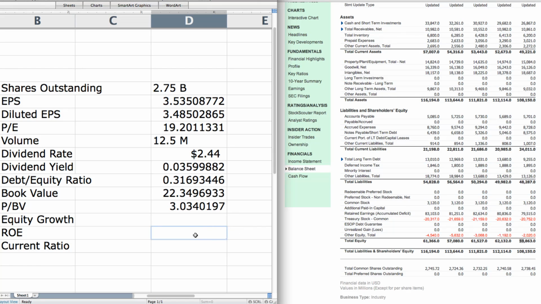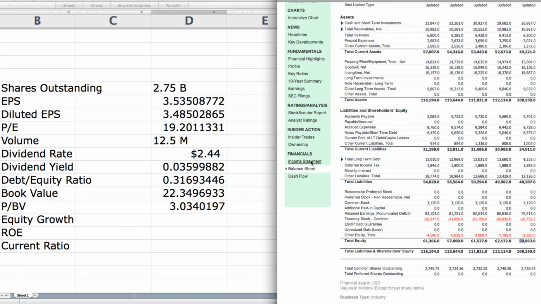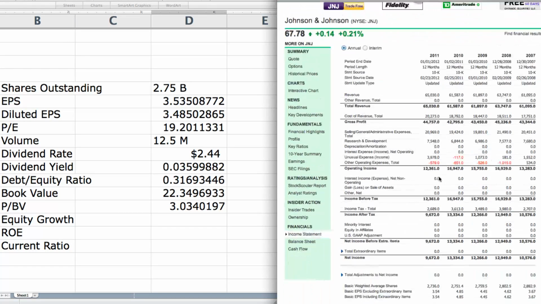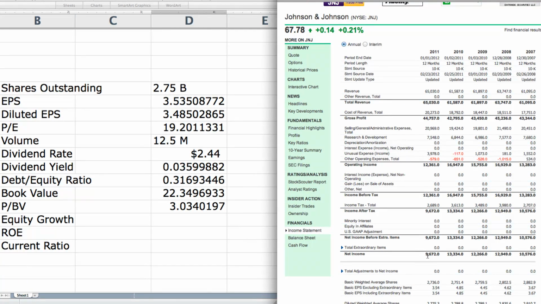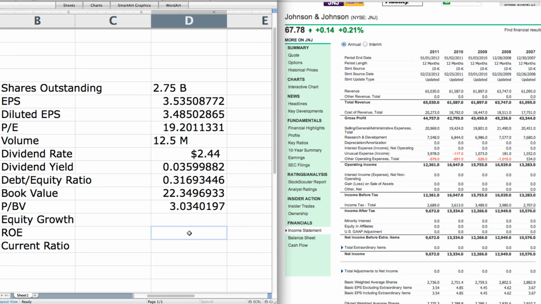Okay, so the return on equity, one of Warren Buffett's favorite numbers, which you guys just recently saw a previous lesson about. So how this number is calculated is you're just going to take the net income and divide it by the equity. So how we do that, let's go ahead and find the net income for Johnson & Johnson by going to the income statement. So when we pull that up, we scroll down and we look at the net income, which is right here at 9.6 billion.